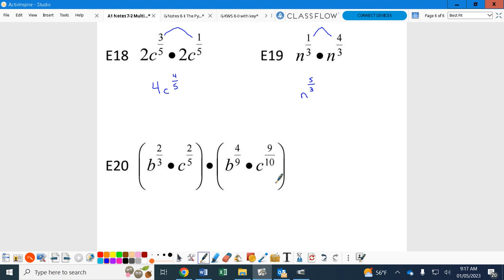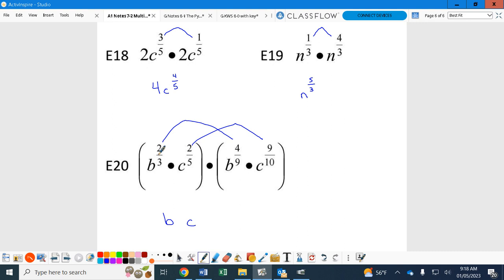Yep. Okay, here we go, guys. Last one. When you're multiplying this, you're taking the b's, putting them together, and taking the c's, adding their exponents, putting those two bases down here at the bottom. You're going to have a base of b and a base of c, multiplied together. You just need to know what the fractions are.